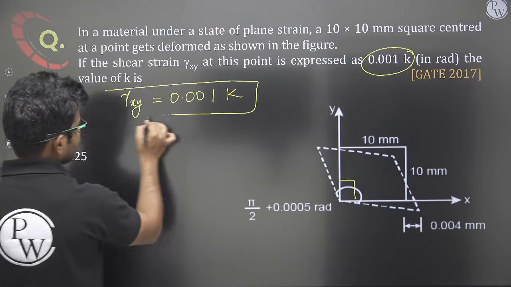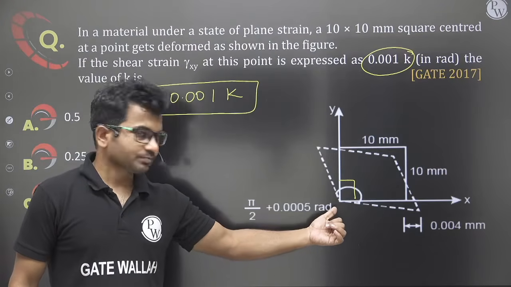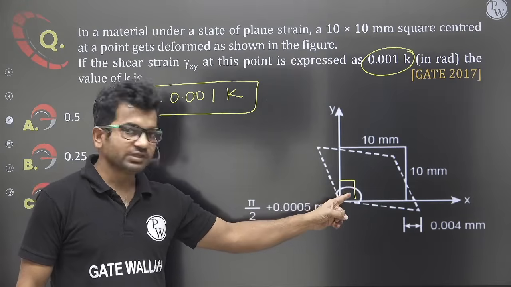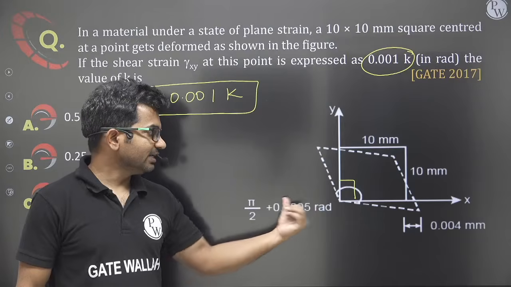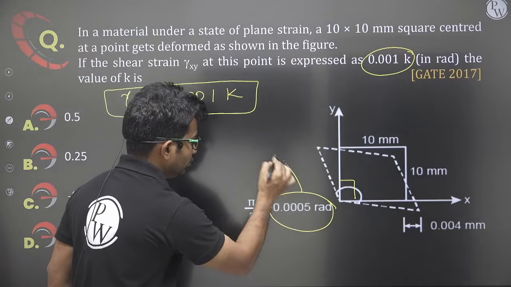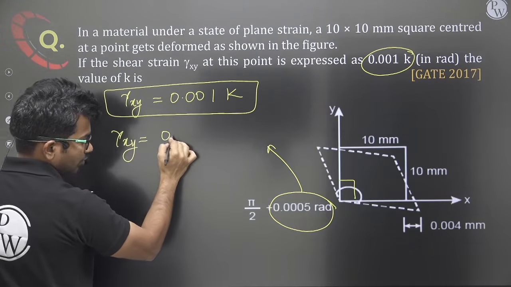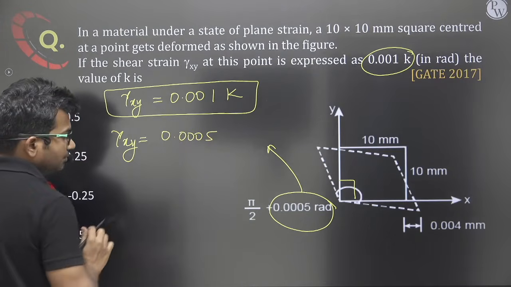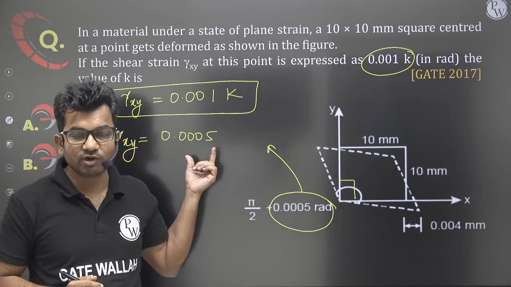So gamma xy is given like this. What will be the strain at this point? Shear strain at this point will be the change in angle. Earlier the angle was 90 degrees. Now the angle is pi by 2 plus this, so 90 degrees plus this. So the change in angle will be this much, and this is equal to gamma xy. So gamma xy will be equal to 0.0005 radian.